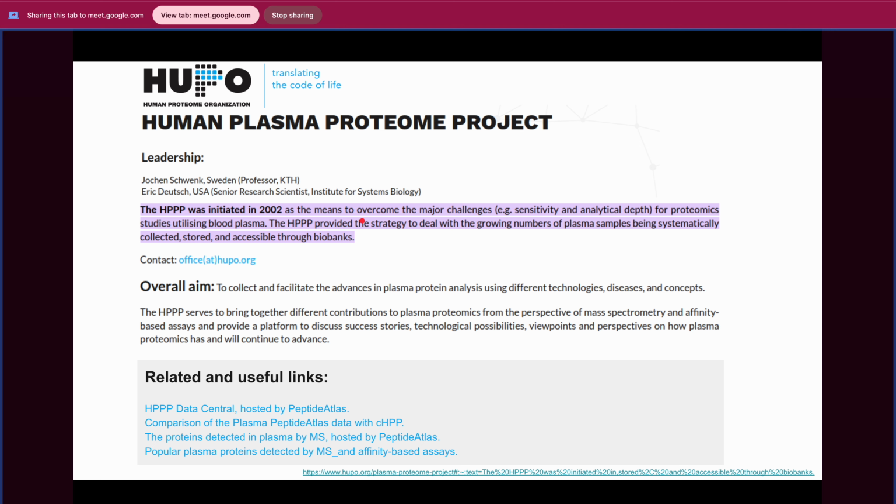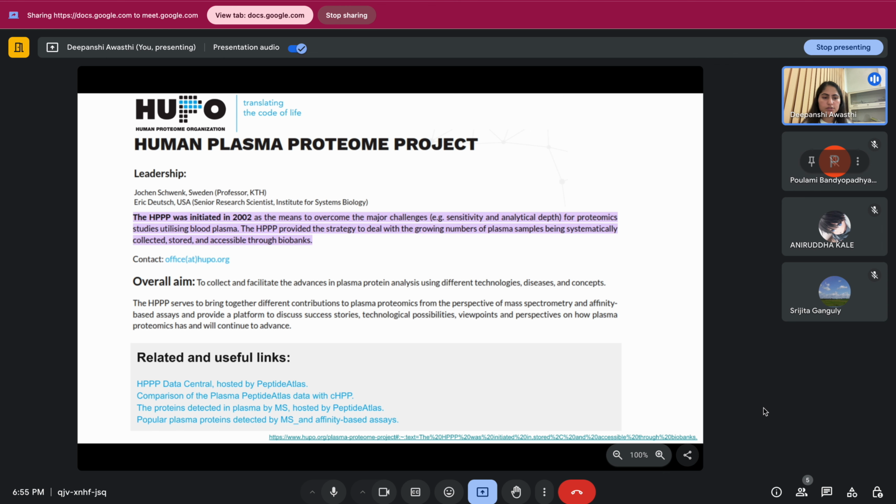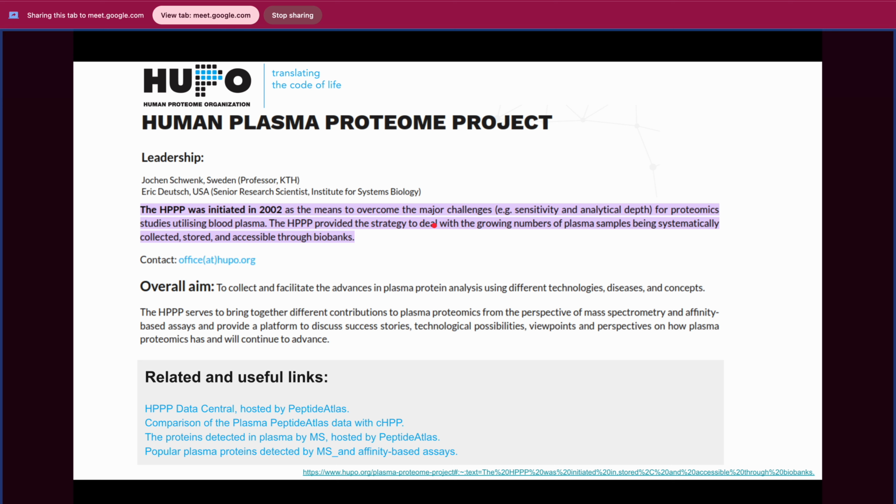Now let's move to the Human Plasma Proteome Project. So, till now, is everything clear or is there any doubt? Okay, thank you. So we have covered the Human Protein Atlas and different sections and how you can explore the information and what are the different sections for which the information can be explored.